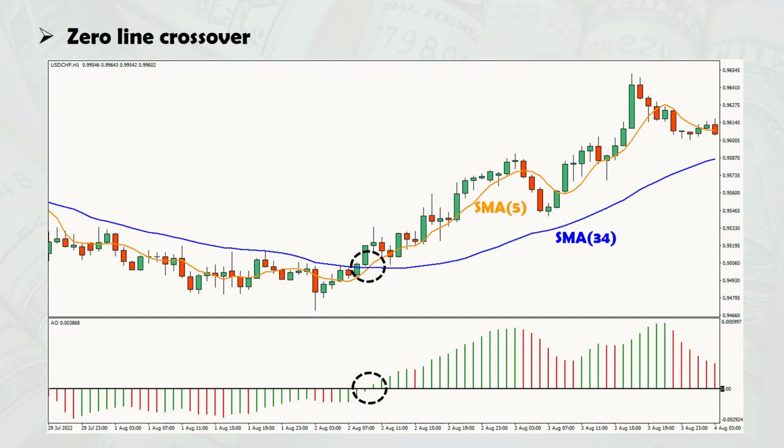The first is the zero-line crossover. Of course, this is similar to a crossover of the 5 and 34-period moving averages. When the oscillator crosses above the zero line, it indicates a transition from bearish to bullish momentum, and long trades can be entered. Conversely, when the oscillator crosses below the zero line, short trades can be entered.